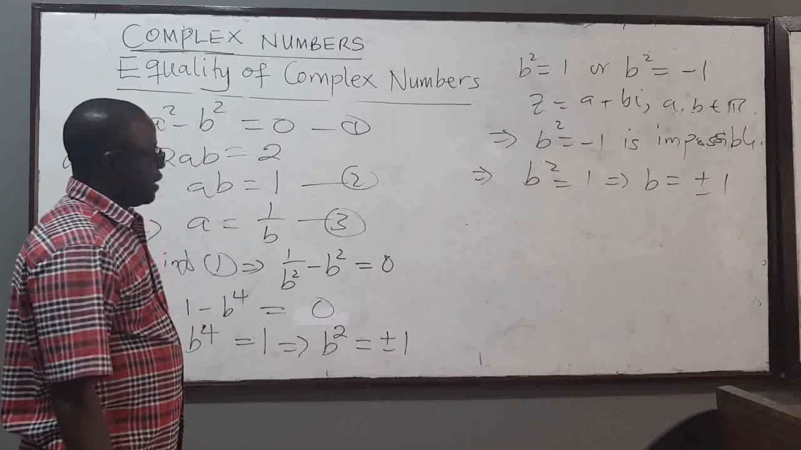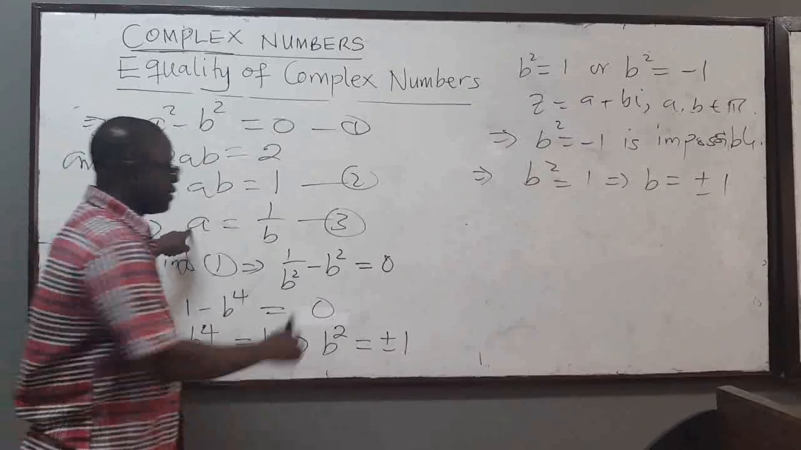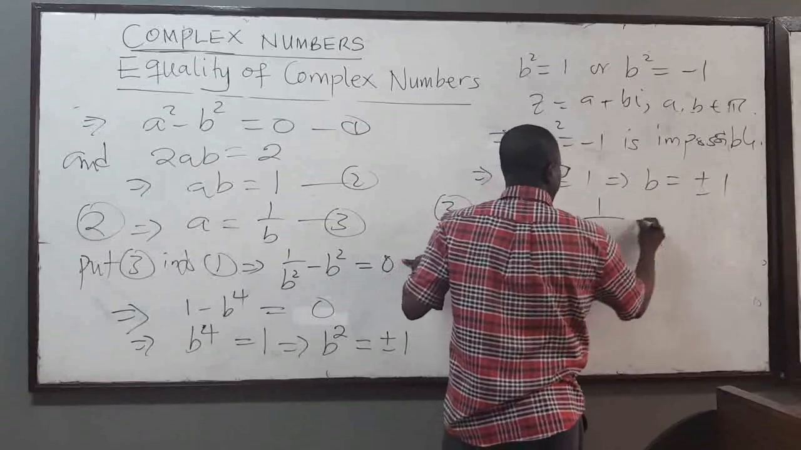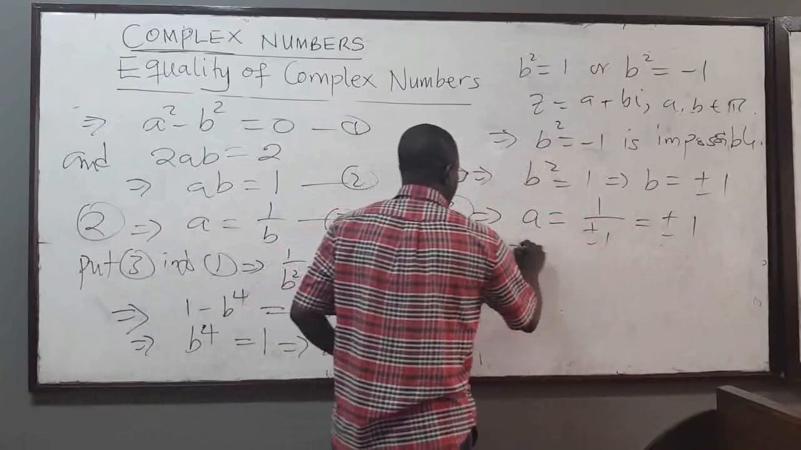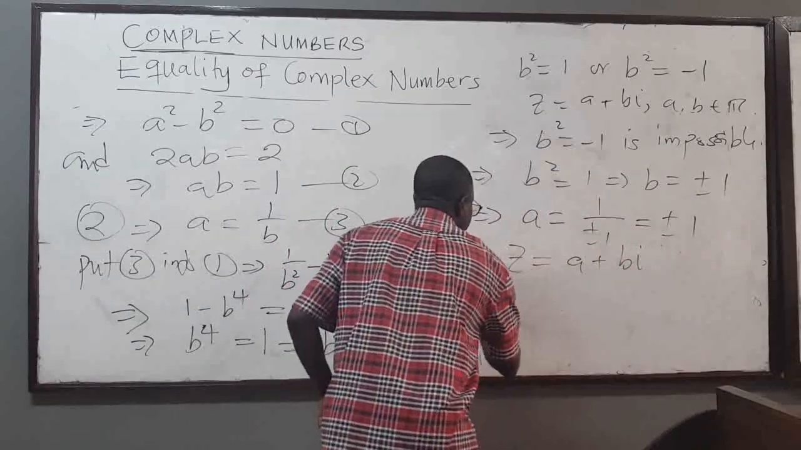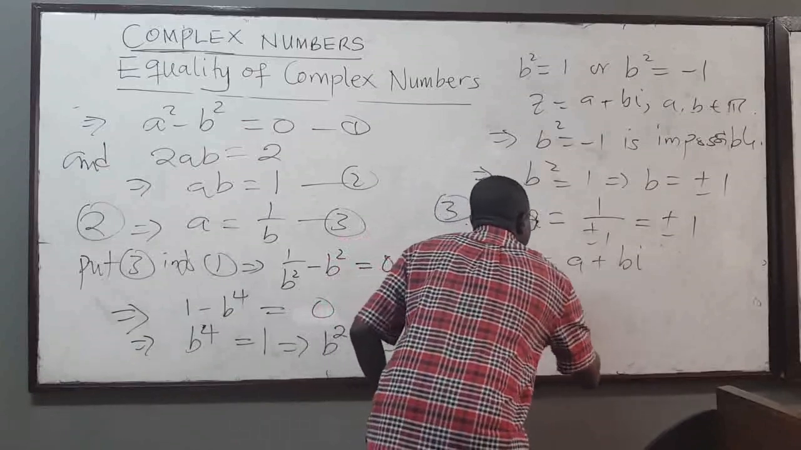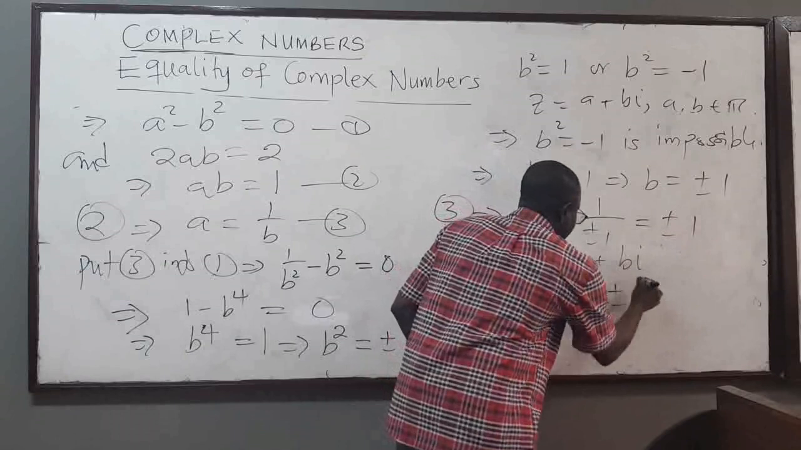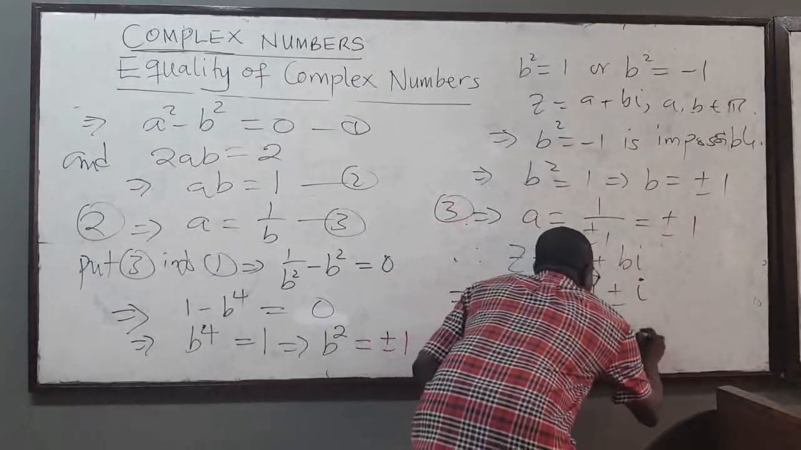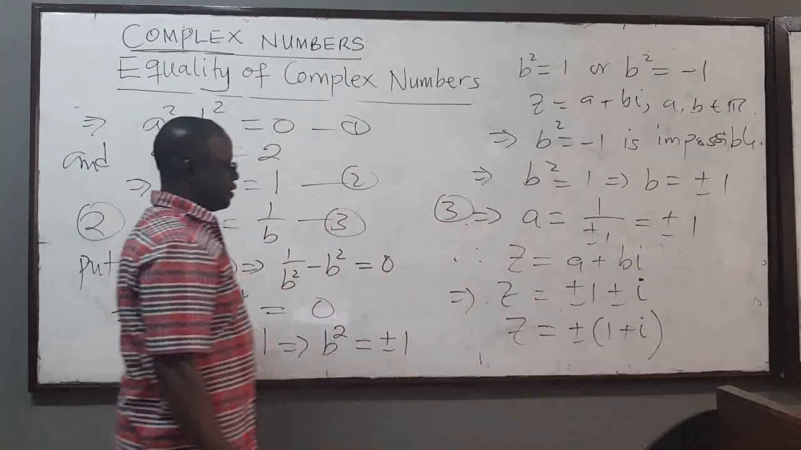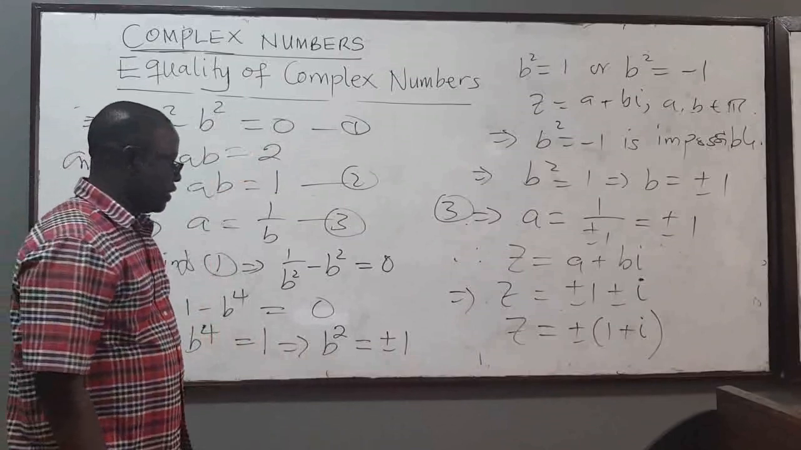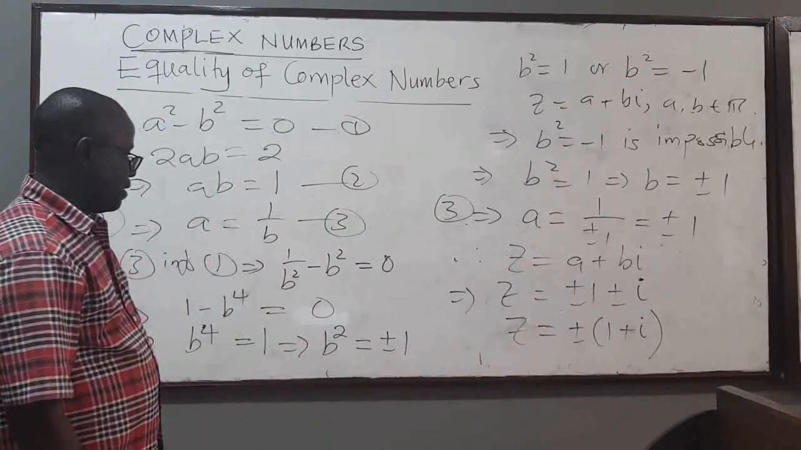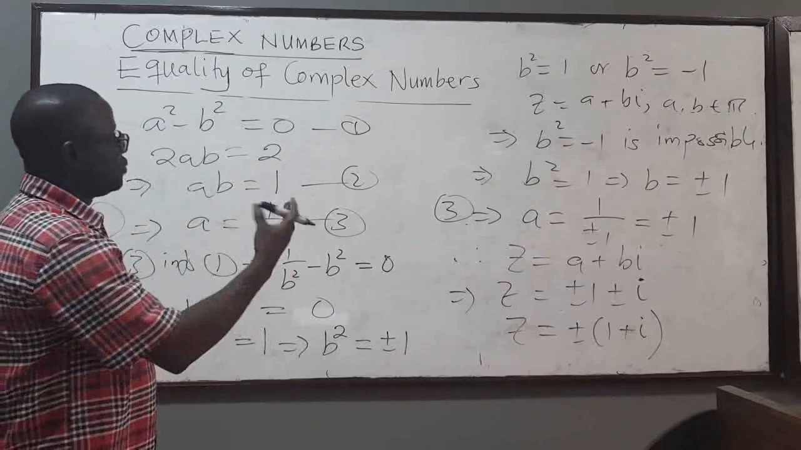If b is plus or minus 1, then we can solve for a from 3. From 3, a must be equal to 1 over b, but b is plus or minus 1, so a is plus or minus 1. Therefore, z, which we said was a plus bi, is plus or minus 1, plus or minus 1i. So if you like, this is plus or minus (1 plus i) as the solution to the equation that we were given. So we have a solution, z equals 1 plus i, or z is equal to negative 1 minus i, as a solution to the equation.